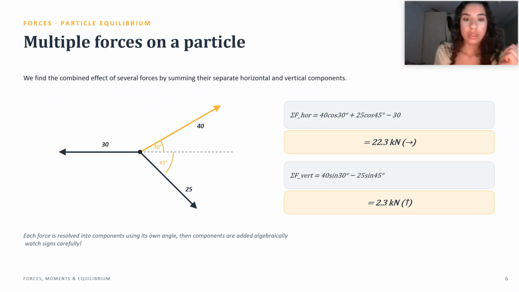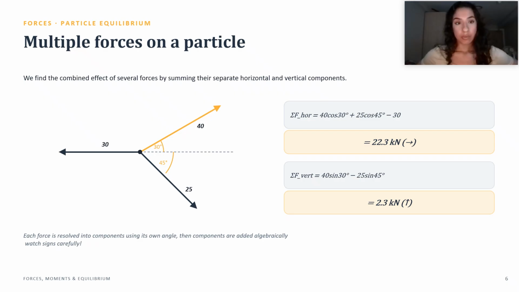So the sum of the horizontal forces: we sum up the horizontal forces that go to the right. So 40 cos 30 plus 25 cos 45. Then we have the force that goes to the left, 30, which we subtract from it. You end up with 22.3 kilonewtons to the right. So direction is important. Sometimes you also have to give direction.